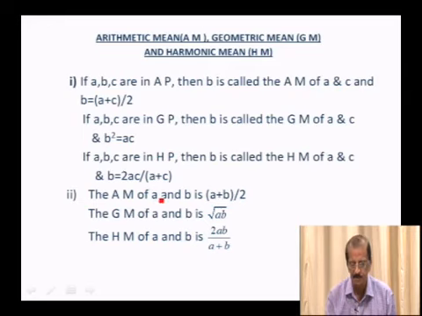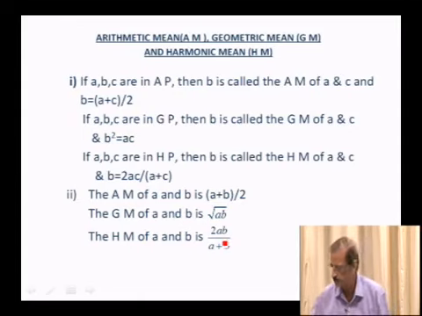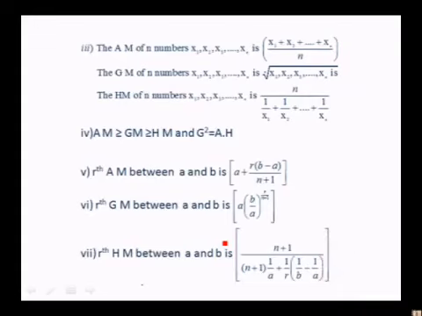The arithmetic mean of A and B is A plus B by 2. The geometric mean of A and B is root AB. The harmonic mean of A and B is 2AB over A plus B. If you consider the arithmetic mean of n numbers x1, x2, etc., xn, it is x1 plus x2 plus etc., xn over n. Similarly, geometric mean is the nth root of x1 into x2, etc., xn, and the harmonic mean is n over 1 over x1 plus 1 over x2 plus 1 over xn.